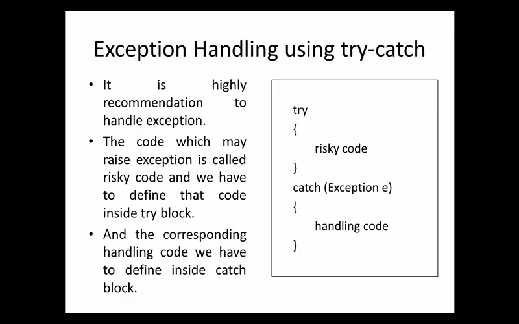Now we'll see how we can handle that exception. It is highly recommended to handle exceptions, as I told you. The code which may raise an exception is called risky code, and we have to define that code inside a try block, and the corresponding handling code we have to define inside a catch block. See here, in block one, try, whatever risky code we have goes in curly braces, and whatever alternative options we are going to provide, we write in the handling code, which will be taken by the catch block.